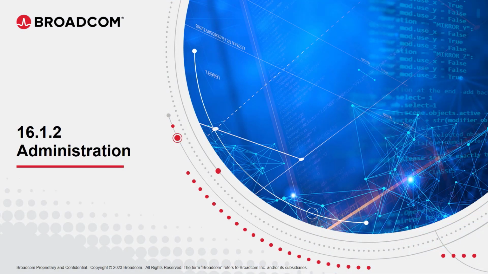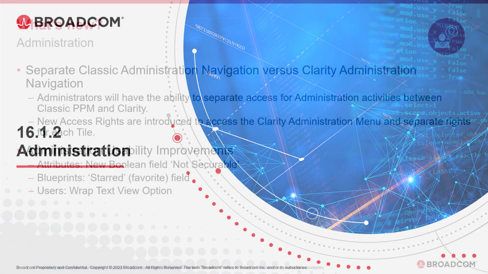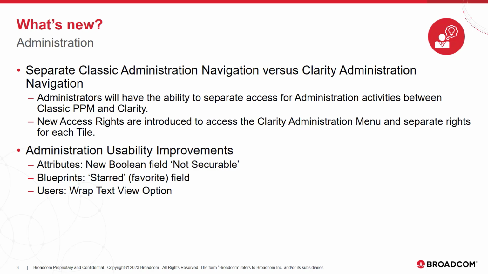Clarity 16.1.2 Administration. In 16.1.2, we have implemented improvements for the Clarity Administrator. New separate access rights are now available to grant to users for separating the administration activities between Clarity and Classic PPM. Within the Attributes workspace, a new Boolean field is now available to identify which fields cannot be secured using the field level security. Within the Blueprints workspace, the administrator can star items for quickly finding the right blueprints when returning to the list. And within Users Workspace, the Word Wrap View option is now available.